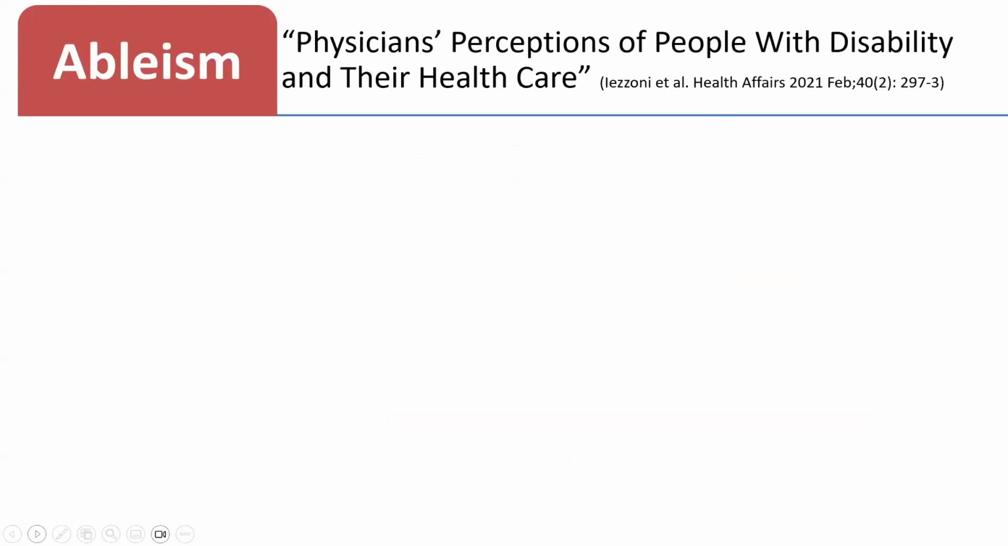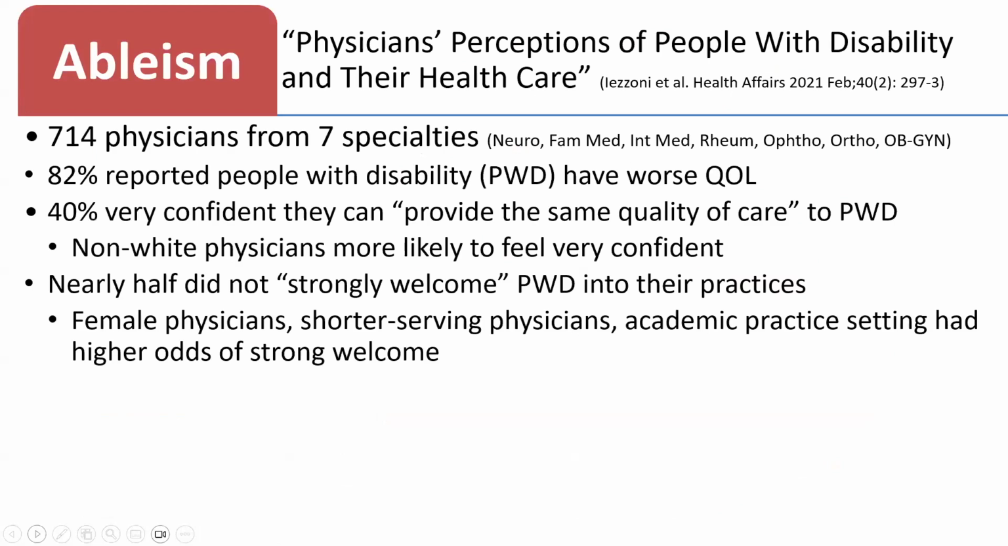So ableism, this study was looking at physicians' perception of people with disability and their healthcare. It looked at over 700 physicians from 7 different specialties. And 82% of these physicians reported that people with disability have worse quality of life than people without disability. Only 40% were very confident that they could provide the same quality of care to people with disabilities, with non-white physicians more likely to feel very confident.